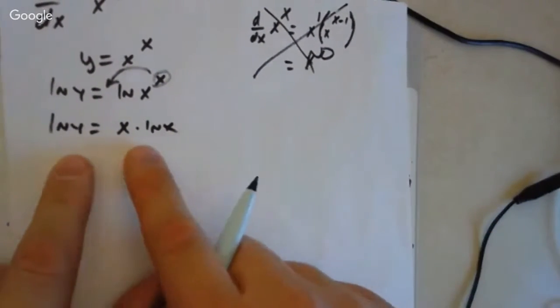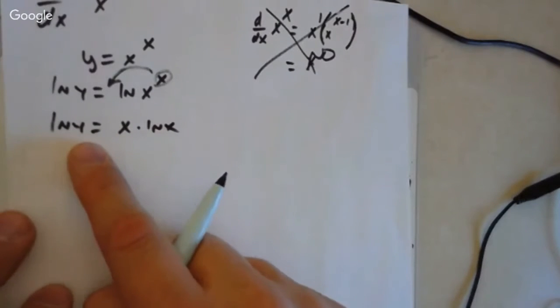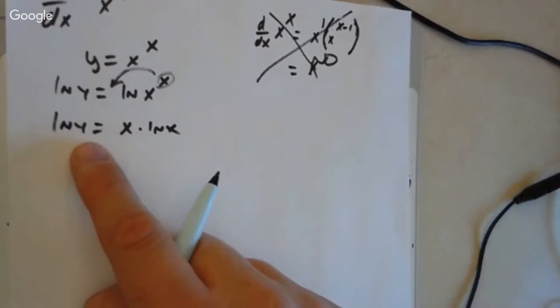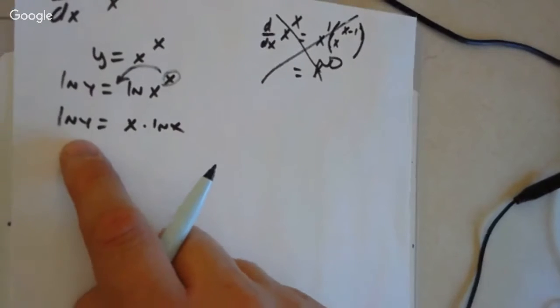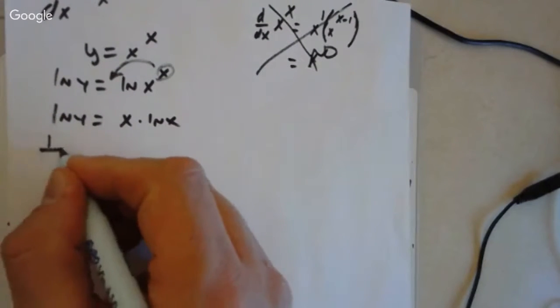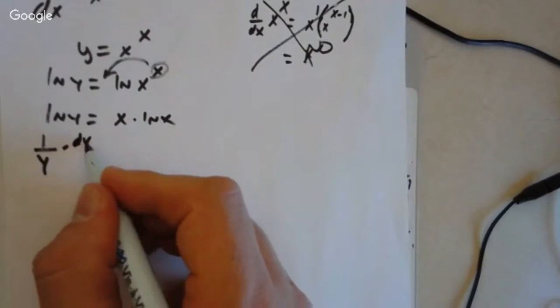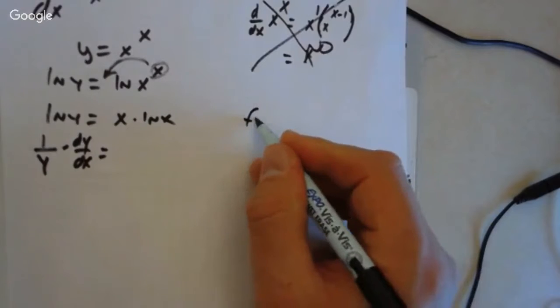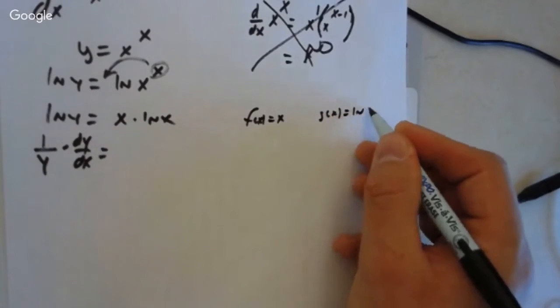Yes, why not? What rules are we going to use on the right-hand side? What rules are we going to use on the left-hand side? ln and implicit, right, because we are taking the derivative of everything with respect to x. This is a y, so it's going to be an implicit differentiation. The derivative of ln y is 1 over y times the derivative of the inside, which is dy/dx. The derivative of this is going to be a product rule, so my f of x is x, my g of x is ln x.